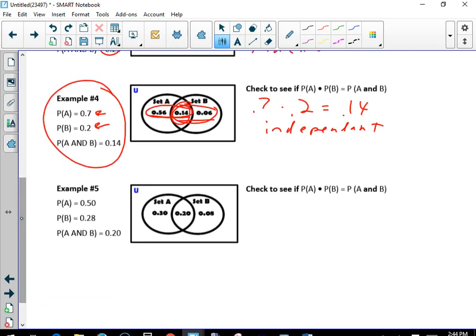Last but not least, add these two together, you get 0.5. Add these two together, you get 0.28. 0.5 times 0.28. Sorry, that's 0.28. I don't know why I wrote 5. So 0.5 times 0.28 is 0.14, which does not match A and B, so this is not independent.